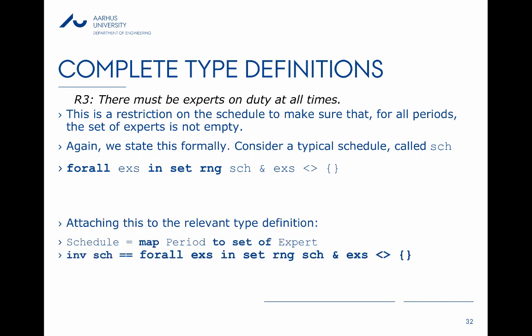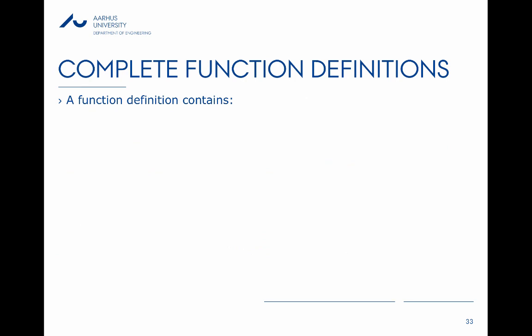So if we want to attach this to the relevant type definition, we get this. After schedule, we write inv SCH and then say for all EXS in set range of SCH, it should hold that EXS is different from the empty set. Actually, we can do that more smartly, but we'll see that later.